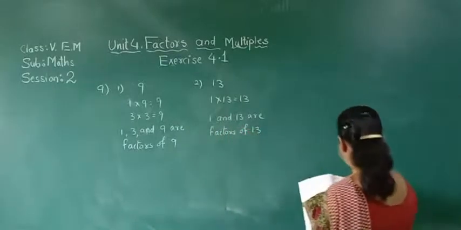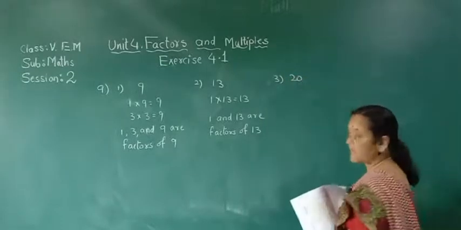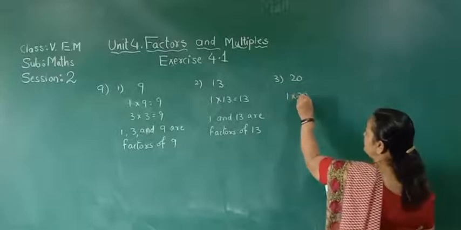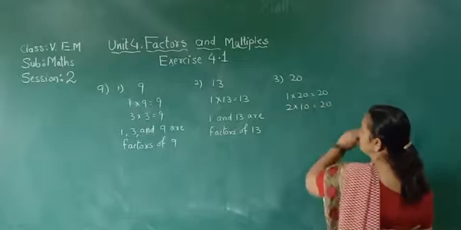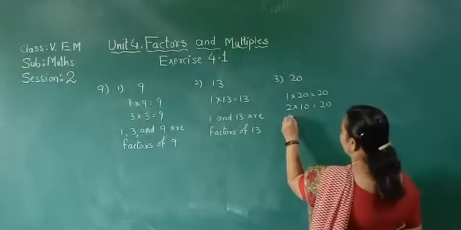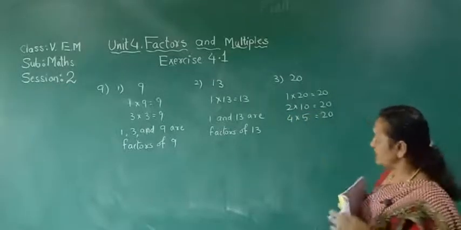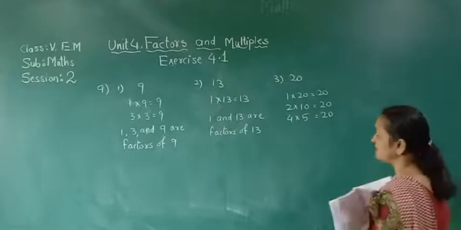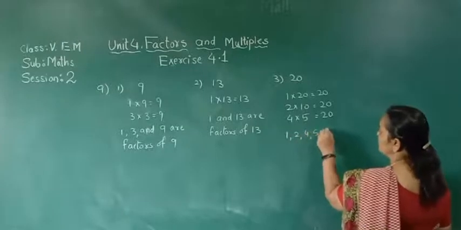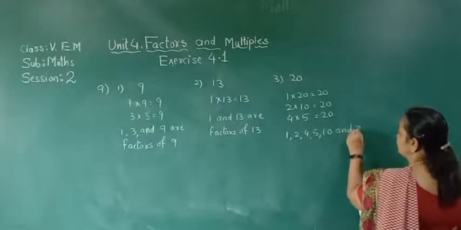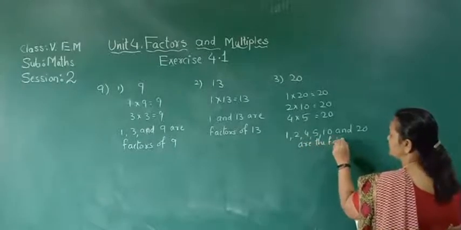Then after 13 it is 20. Third number, we should find factors of 20. So 1 20 is 20. Then 2 10s are 20. Then in the 3 table we won't find 20. 4 5s are 20. Then again 5 4s are 20. 10 2s are 20. 20 1s are 20. So here 1, 2, 4, 5, 10 and 20 are the factors of 20.